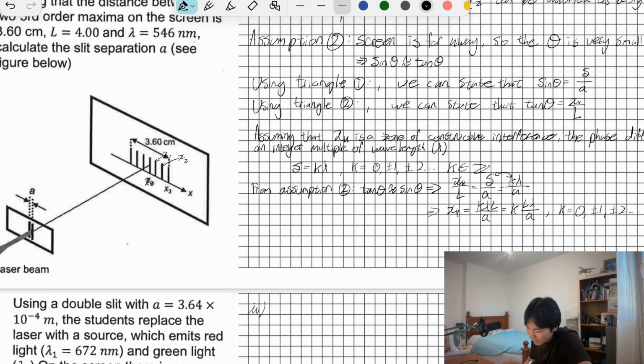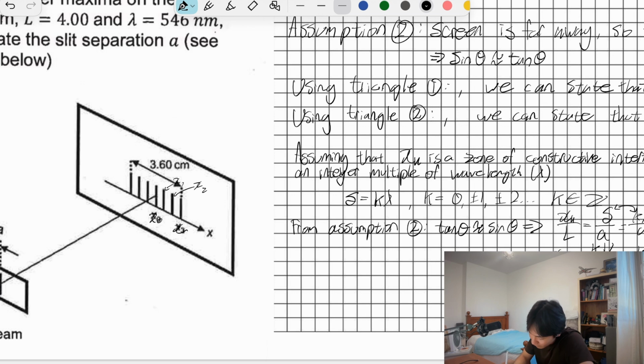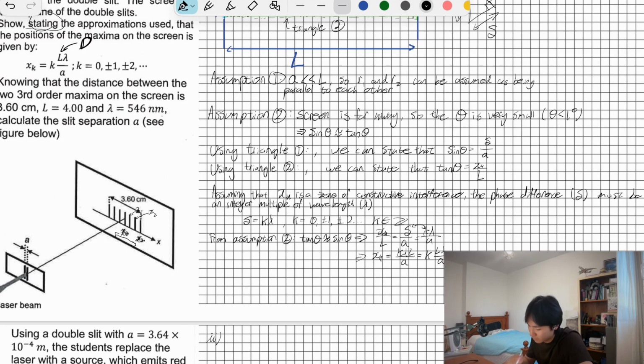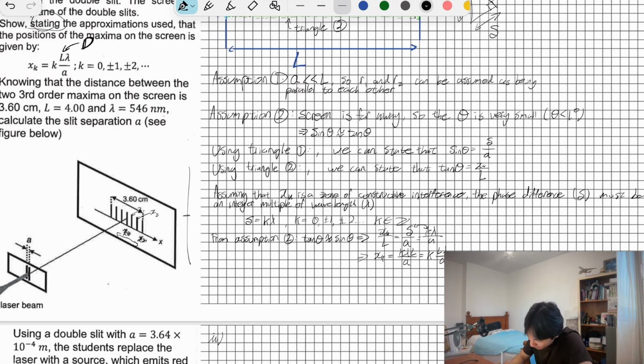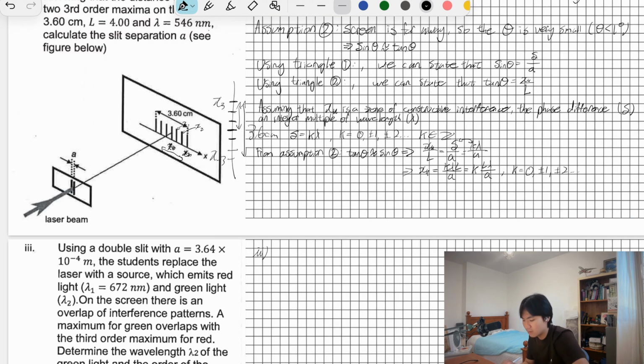The x nth value is given by the distance between the 0 value and the x nth value, if you observe it on the screen. There's a maxima in the middle, then the first maxima, second, and third. The distance between x3 and x minus 3 is 3.6 centimeters. In other words, this distance here must be 1.8 centimeters.